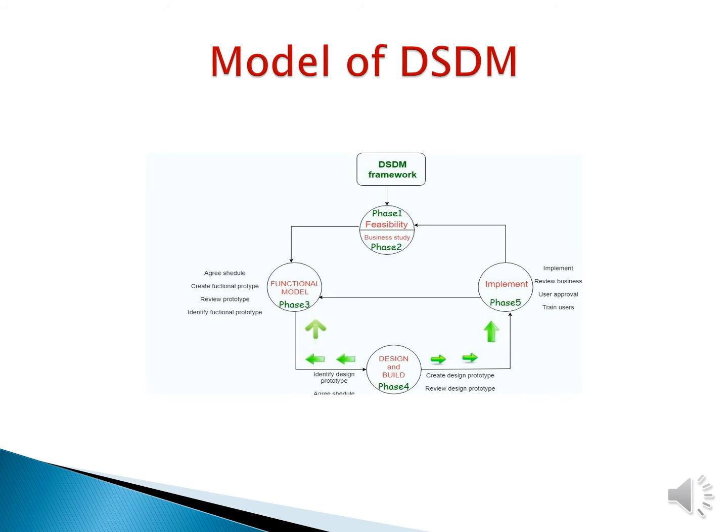Then the last phase, that is the implementation phase. It is the final phase in the methodology where the built system is moved into the production environment from the development environment. Implementation phase places the latest software increment and operationalized prototype into the operational environment. So all these are the different phases that are present in the DSDM.